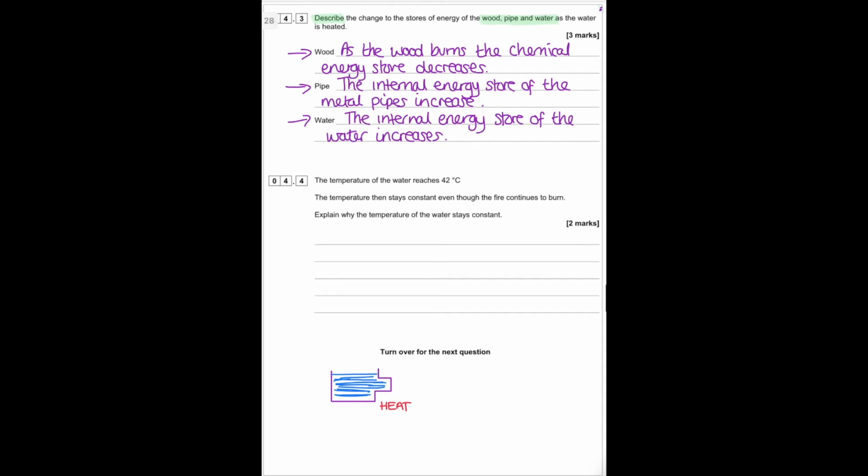Now the temperature of the water reaches 42 degrees Celsius. The temperature then stays constant even though the fire continues to burn. Explain why the temperature of the water stays constant. Here, when the wood is heating the pipes and then the water, the amount of energy that is being transferred to the surroundings from the water is the same as the amount of energy that is being transferred to the water.